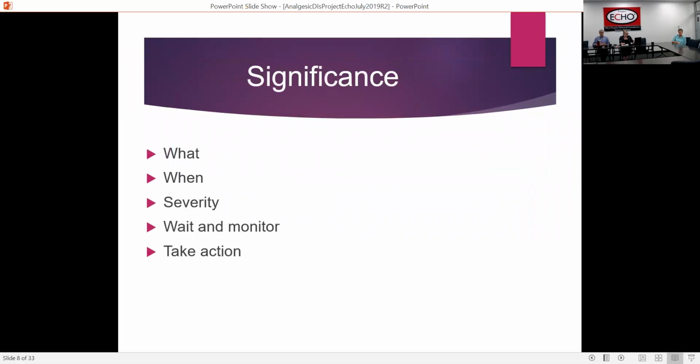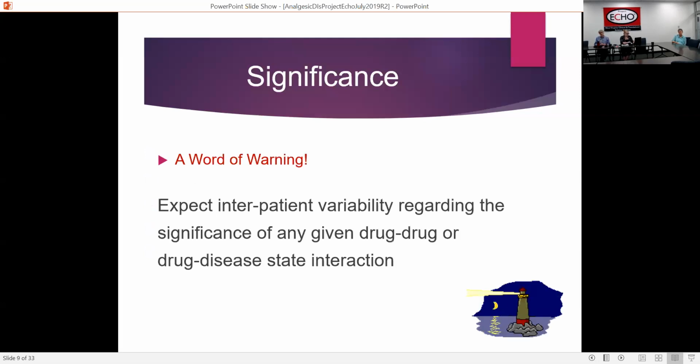So when it comes to significance, and you're looking at the literature or case reports, you have to try to ascertain what exactly happened with those two drugs in question. When did it actually happen in the course of treatment? How significant was it? Is it the kind of interaction where the person can wait and all you have to do is monitor the patient? Or do you have to take some course of action, where you either make a dosage change, switch, or remove the medication from that patient's regimen?